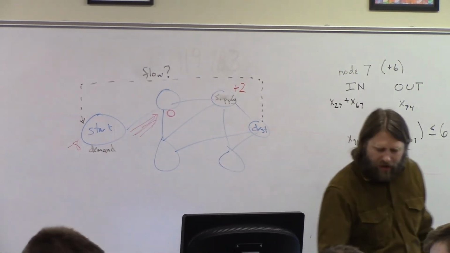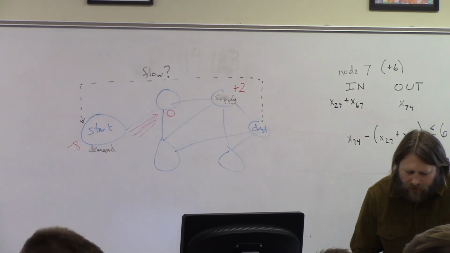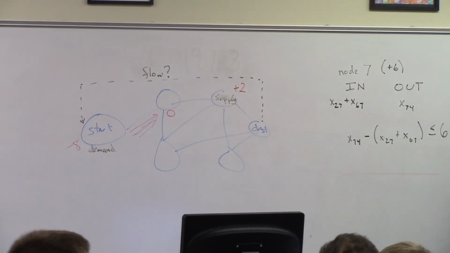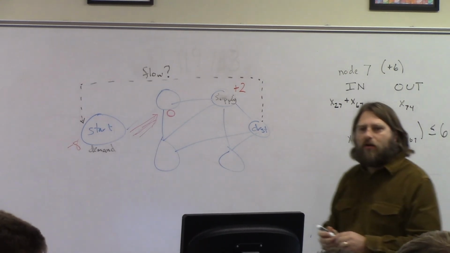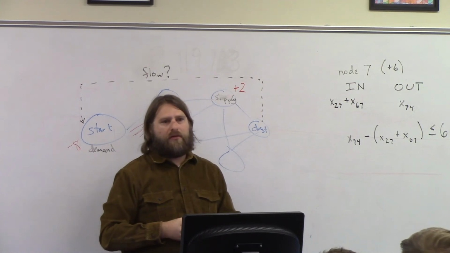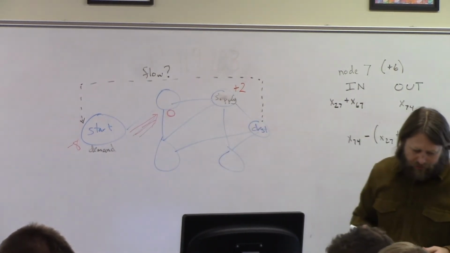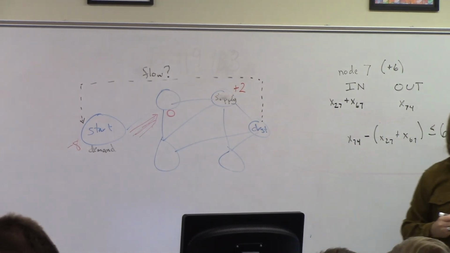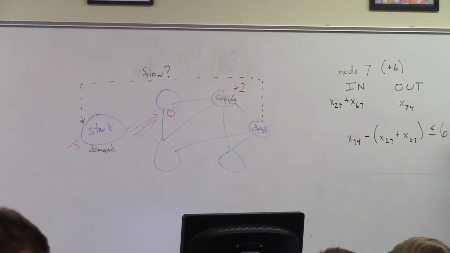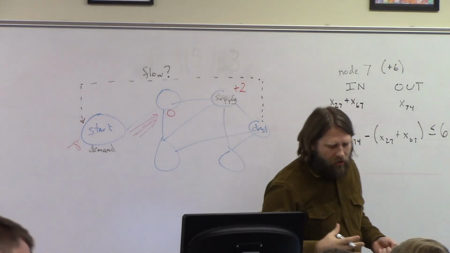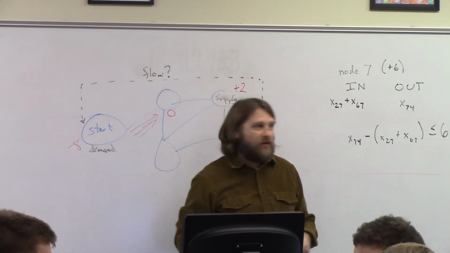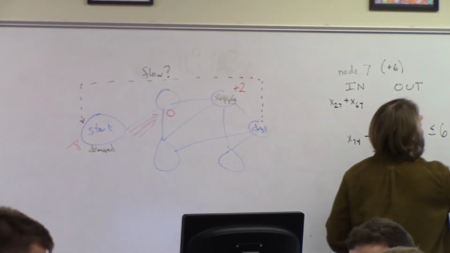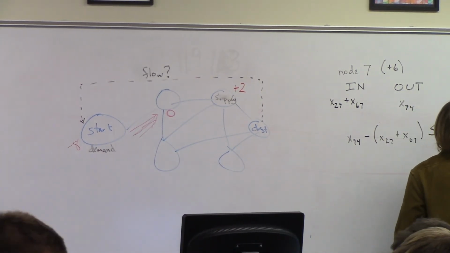Okay, let's try node 1, because that's a negative. We have our in and out as well there. What's the input to node 1? What comes into node 1? It's just 3, right? So that's x 3 to 1. Where can node 1 send cars to? 2 and 5, right? So x 1 2 and x 1 5.